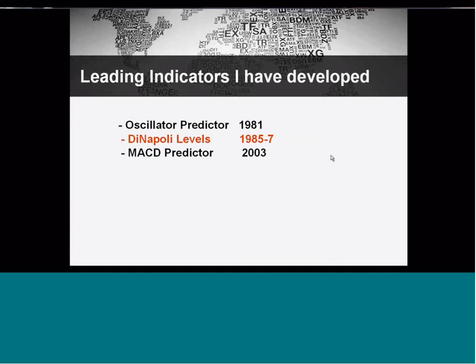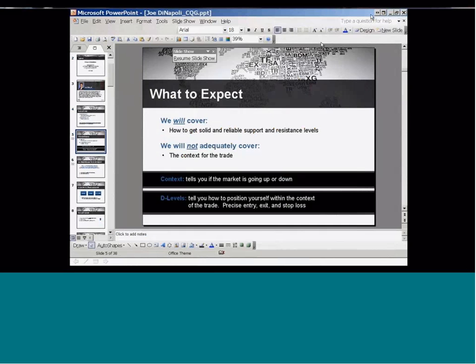Now, I've developed several leading indicators in my trading career, and the first one was the Oscillator Predictor, and that was done back in 1981. The reason that I developed leading indicators is because back in the 70s, I was using moving average stuff, which might get you into a long move, but before you got out, you'd give back so much of what you had gained that you'd just go crazy. So the first thing I developed was the Oscillator Predictor back in 81. And let me just show you what the Oscillator Predictor can do for you.